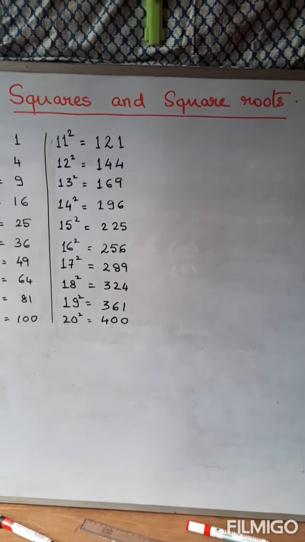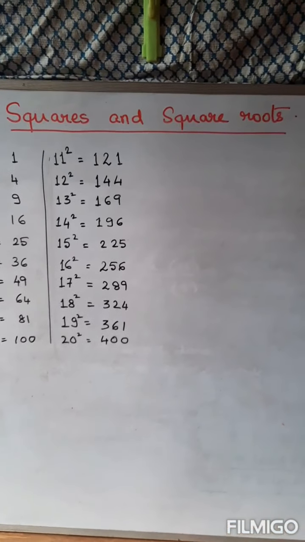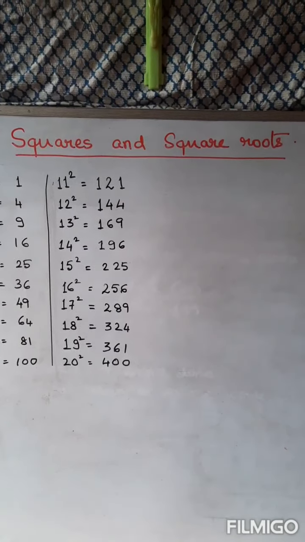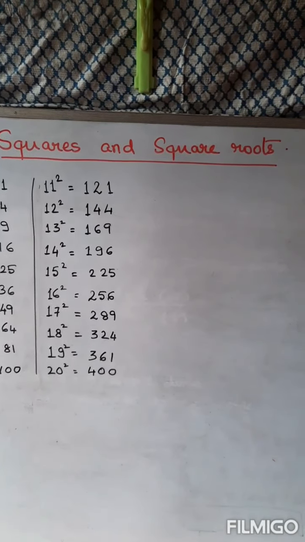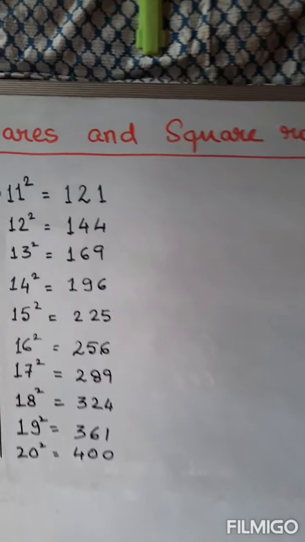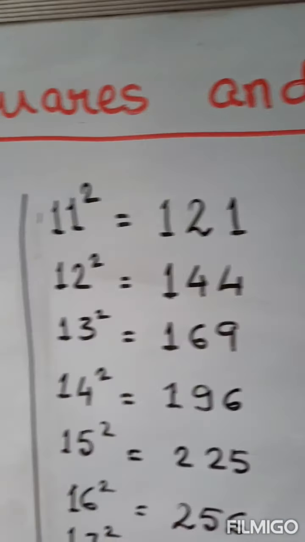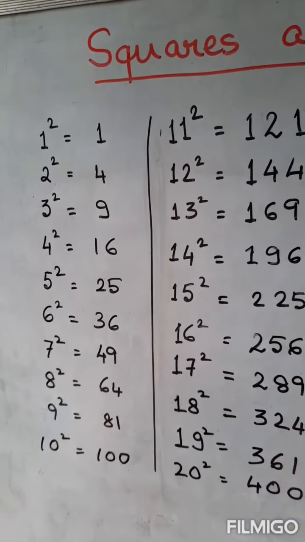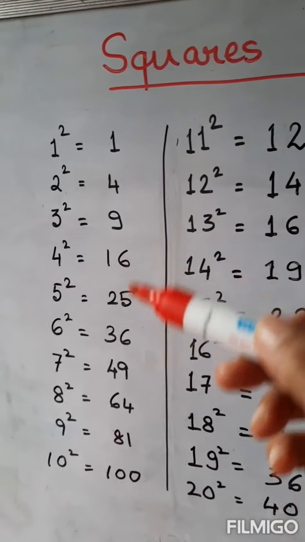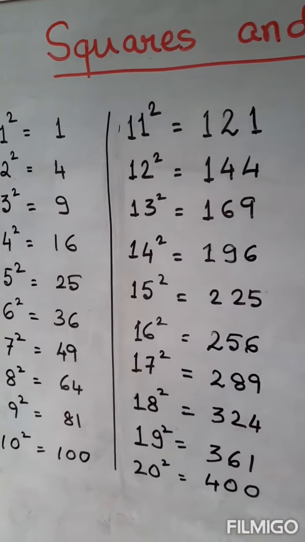Today's topic is squares and square roots. Now, what are the square numbers and what do we mean by square numbers? I have written a few square numbers over here, but how do we get these numbers?